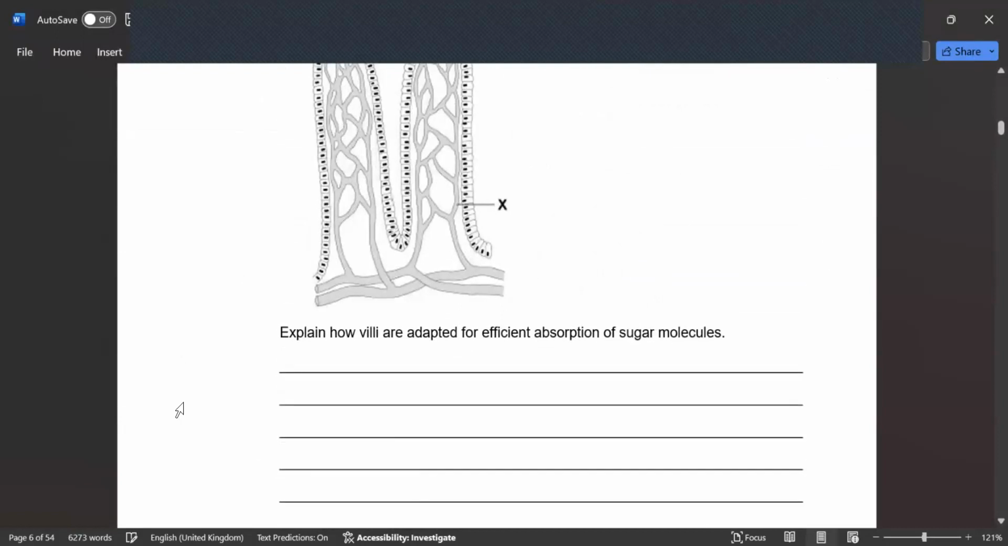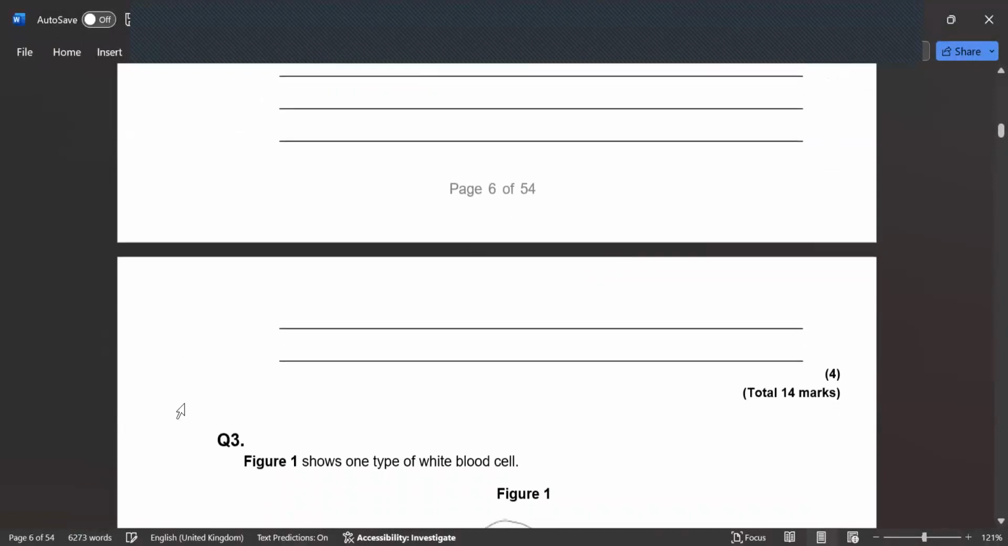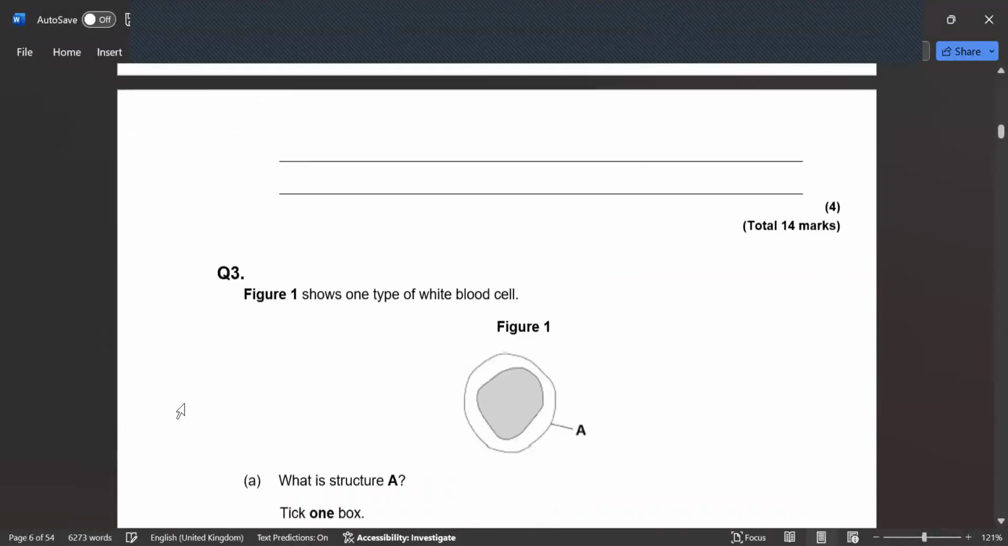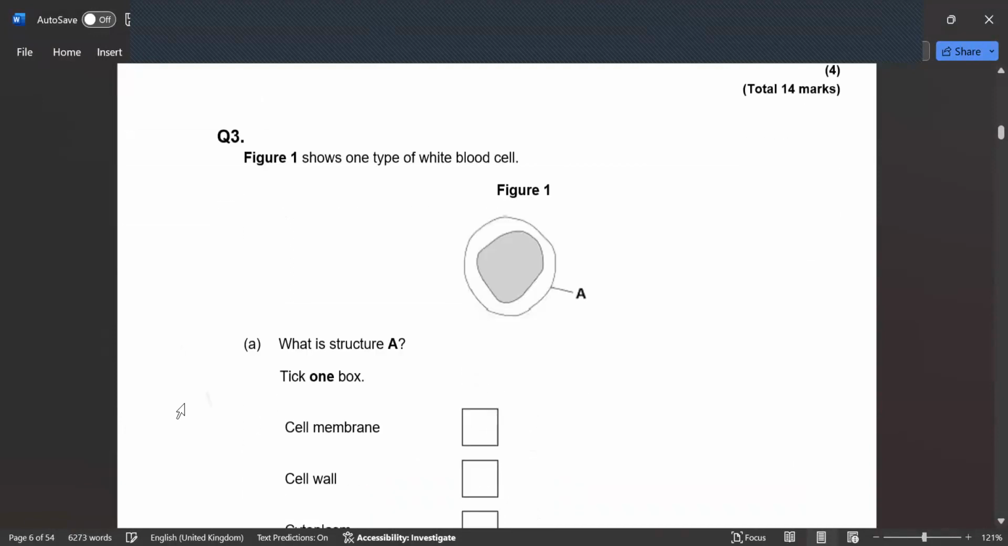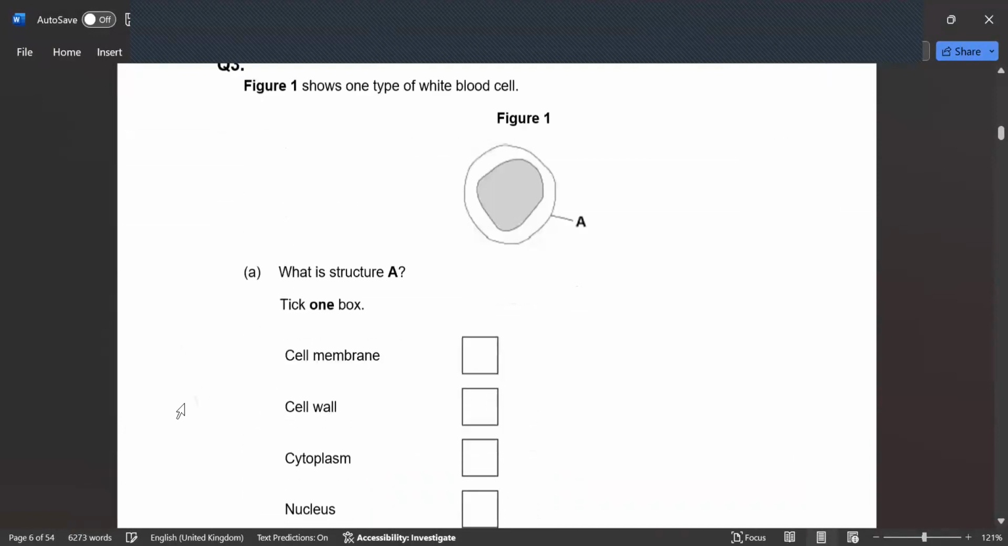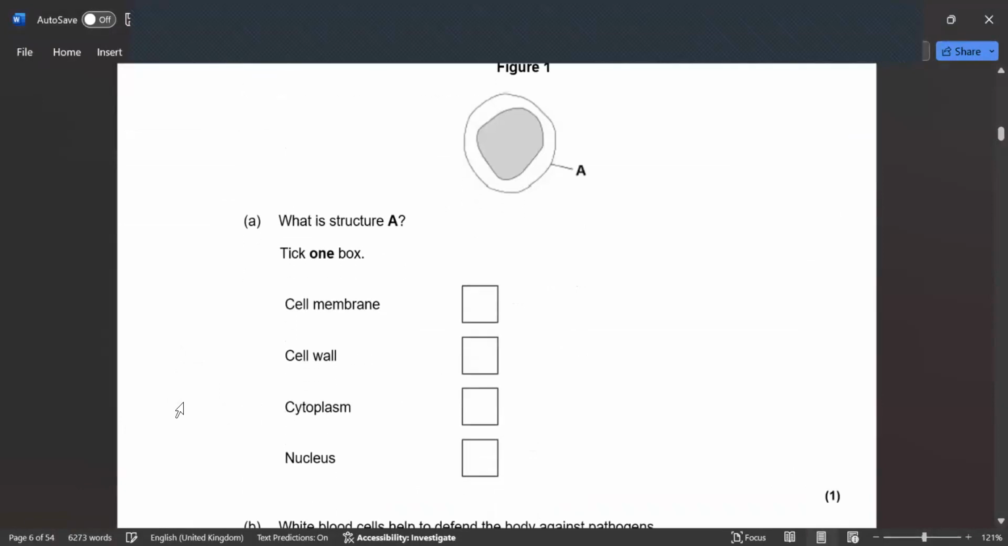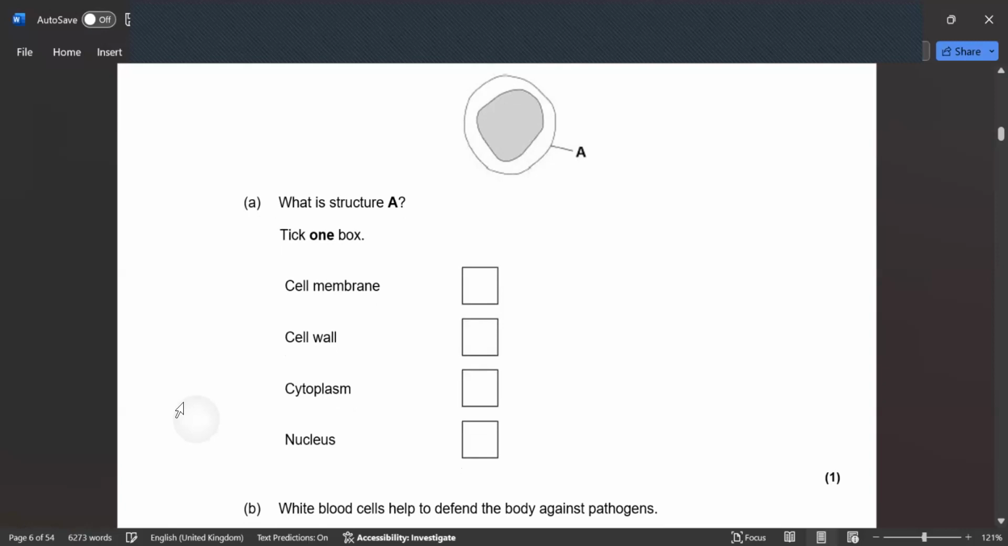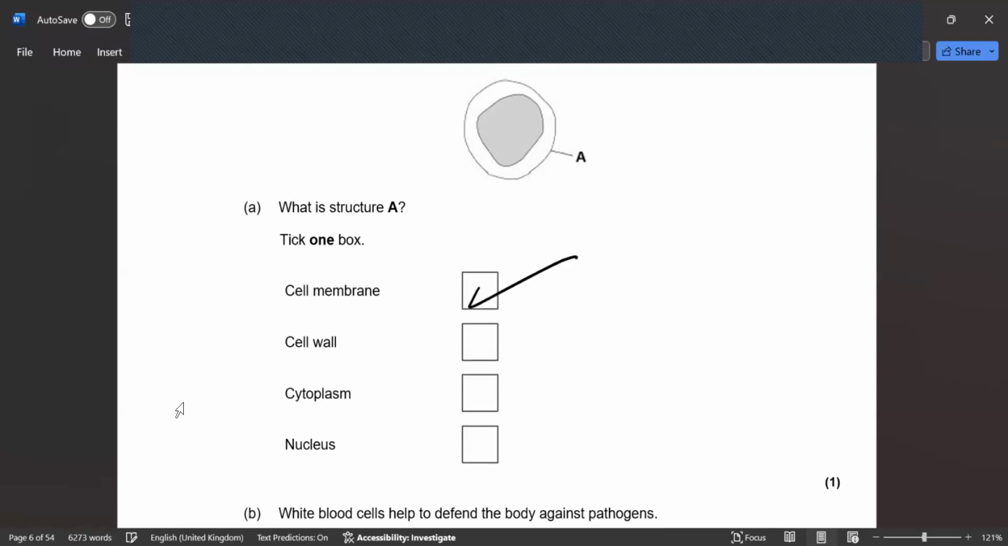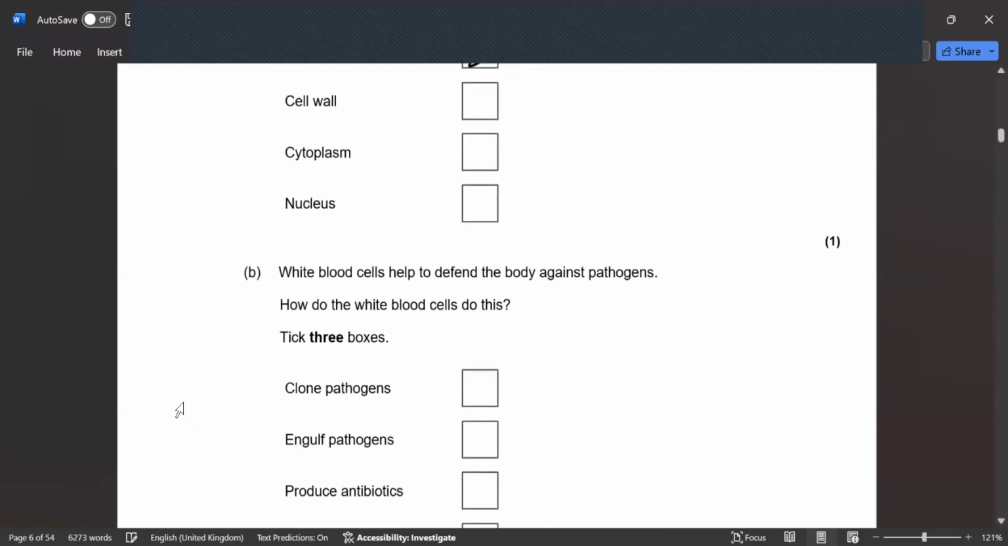There is a question here, but I will answer this question next time. Quickly, in 2 minutes, we can answer question 3, guys. I feel like we can do it. What is structure A? Structure A is a cell membrane. White blood cells help to defend the body against pathogens. How do the white blood cells do this?